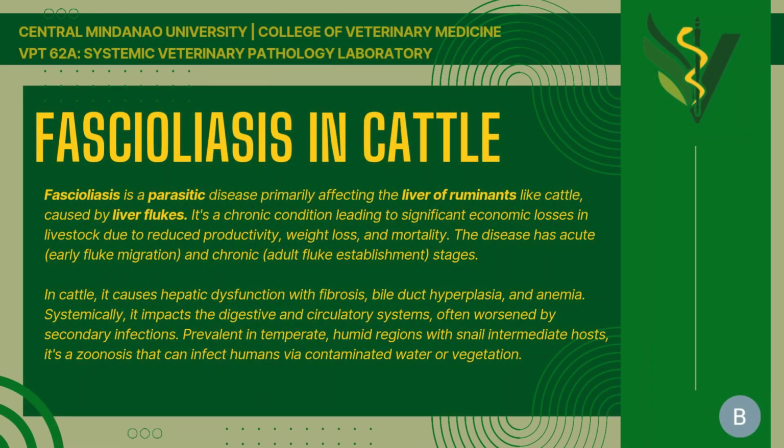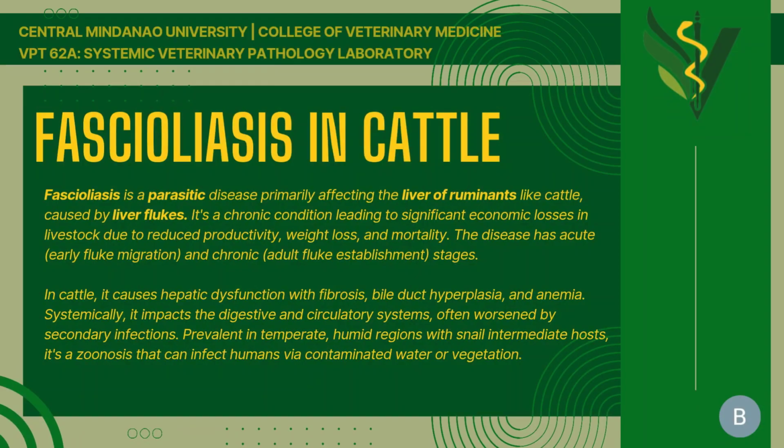All right, the fascioliasis in cattle. Fascioliasis is a chronic parasitic disease that primarily targets the liver of ruminants, such as cattle. It is caused by liver flukes and is a major concern for the livestock industry because it leads to significant economic losses, reduced productivity, weight loss, and high mortality rates.